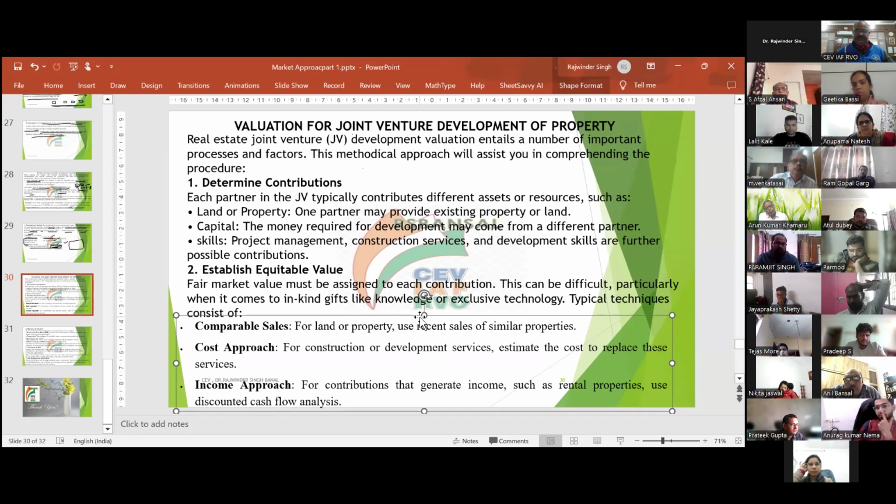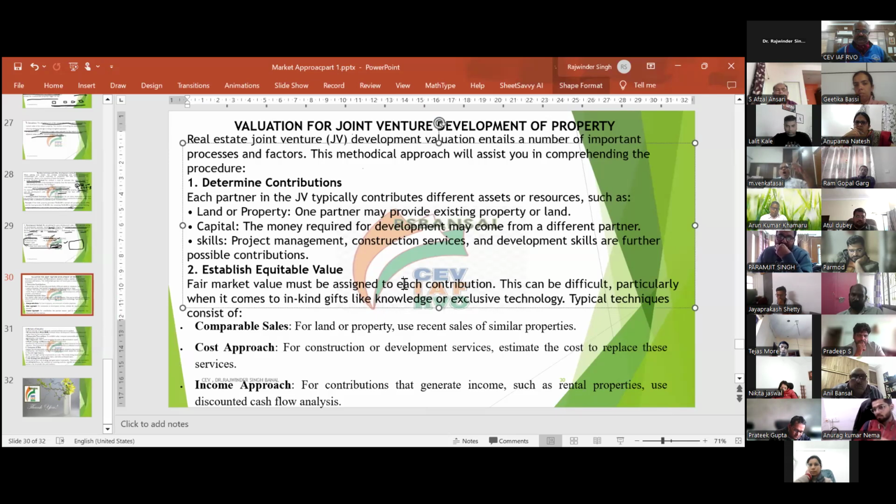So both of them will invest something. Landlord will invest in the form of land and investor will do the construction part and other costs. They will be borne by the investor. So in this case, first thing you have to determine is contributions. How much each has contributed.